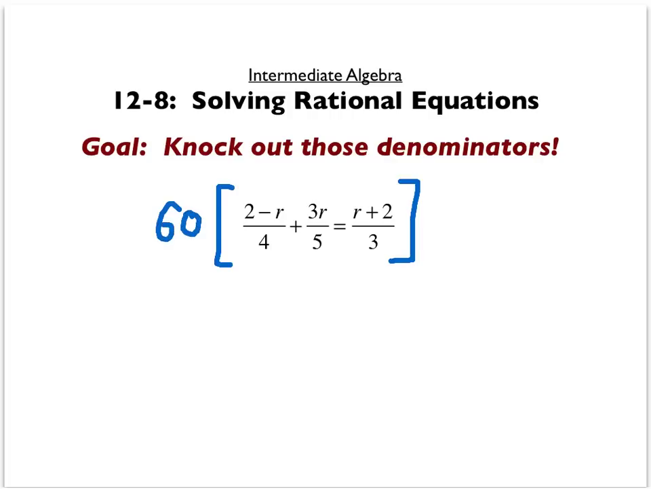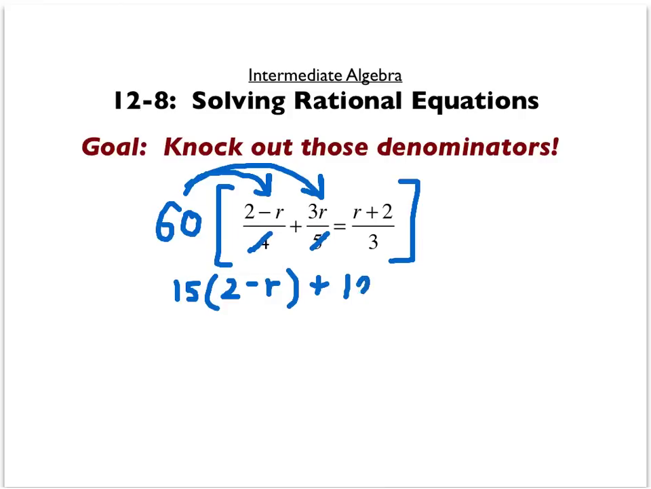So I'll put it out like this, and then I use the distributive property like this, and so I have 60 times this. Now I do notice that 4 here can be divided into 60, and in fact 60 divided by 4 is 15. So I'm going to have 15 times 2 minus r. And then I'm going to do the same thing and multiply 60 by this fraction. And then I notice that 5 can go into 60 12 times. So I have 12 times 3r.